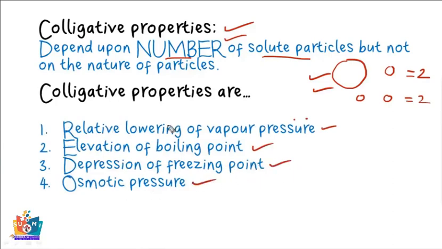As we mentioned, when a non-electrolyte solute is added to a solvent, there occurs a lowering of vapor pressure, and that causes the elevation of boiling point and depression of freezing point. All these three are interconnected. Osmotic pressure is different. We'll be discussing all these colligative properties one by one.